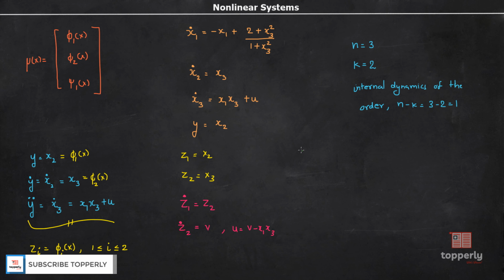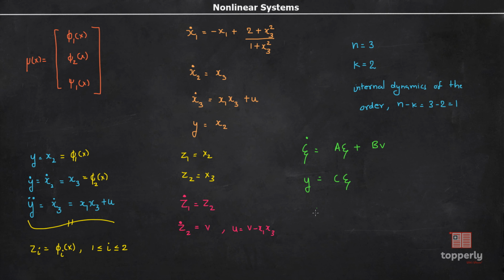So our equation for theta dot is theta dot equal to A theta plus B v, and y is equal to C theta, where A is equal to [0 1; 0 0], B is equal to [0; 1], and C is equal to [1 0]. And also keep in mind that we had defined theta equal to phi 1 of x, phi 2 of x. Okay, now we need to find the internal dynamics of the system.